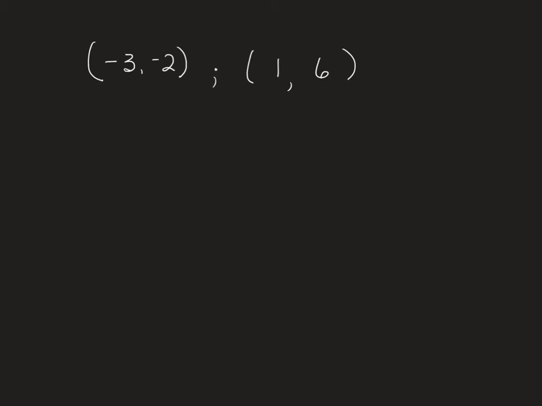So we have -3, -2, and 1, 6. It might be helpful to label your points. Okay, so I labeled mine x1, y1, and x2, y2. If you don't have to, it's not necessary. I just find it easy to keep it straight for me. So we're going to do, remember, it's y2 minus y1 over x2 minus x1.